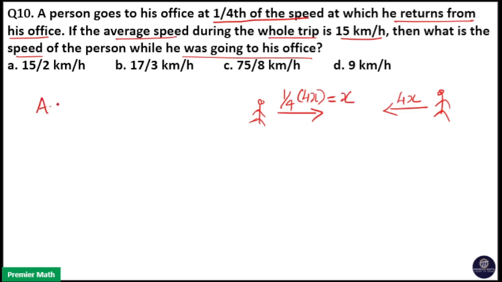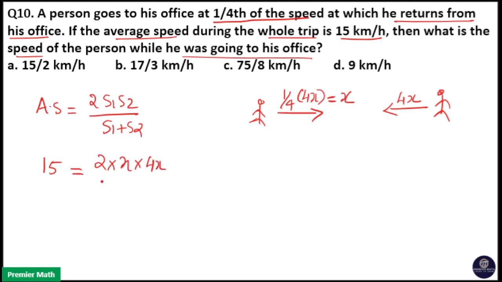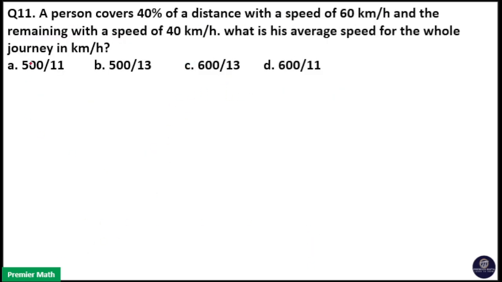So here you already know average speed formula is 2s1 s2 divided by s1 plus s2. That means here average speed is 15 km per hour and 2 into speed 1 is x and speed 2 is 4x divided by 4x plus x is 5x. This x and x cancel. That means 8x by 5. So 15 into 5 is equal to 75 and 75 by 8 is equal to x. So option Z is your answer.